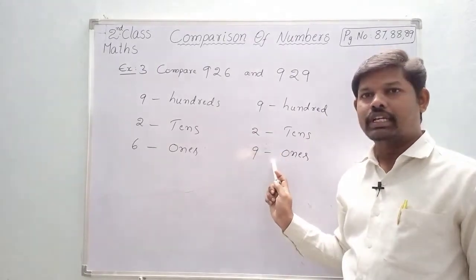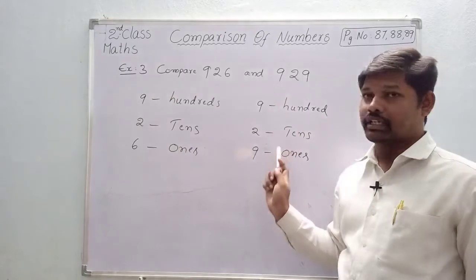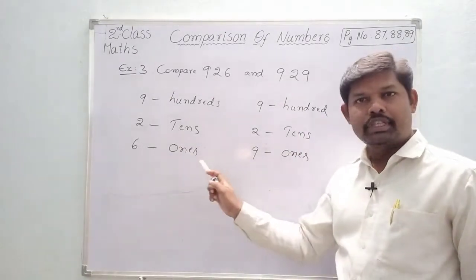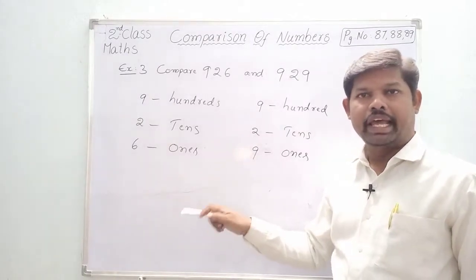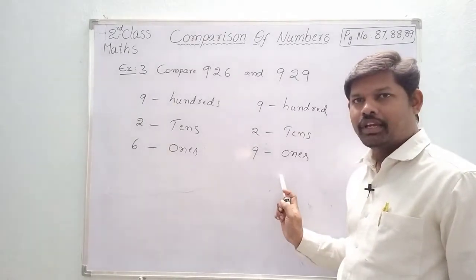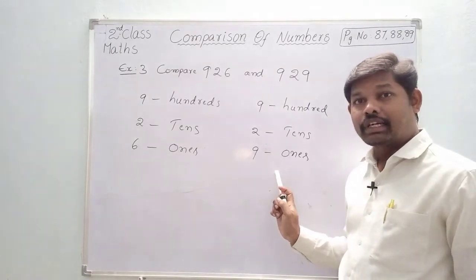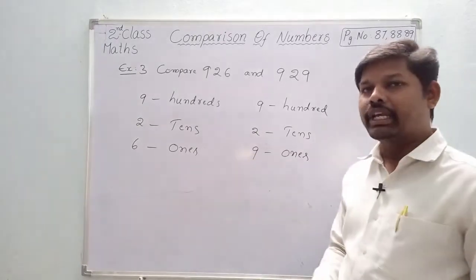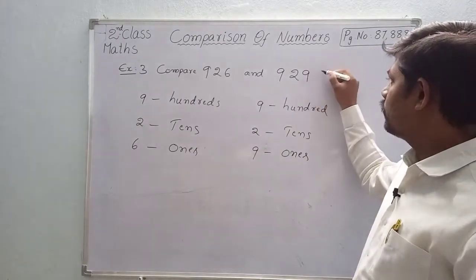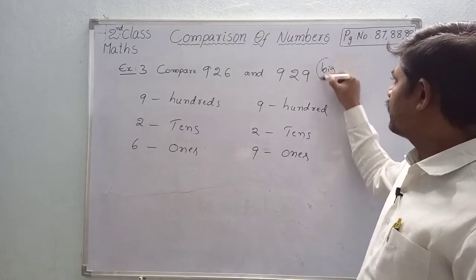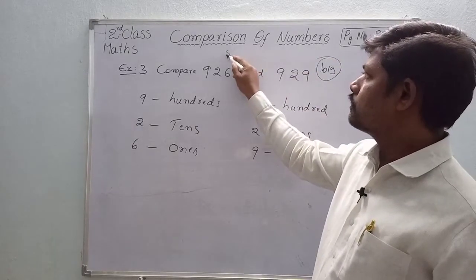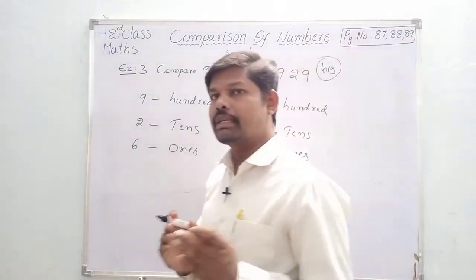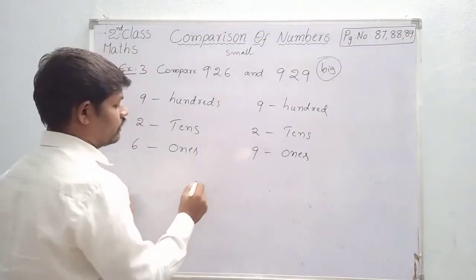Ones place, how many ones are there? 9 ones are there. So here 6 ones are there. Here 9 ones are there. So 6 ones is smaller than 9 ones. 9 ones is greater than 6 ones. Okay. So now which is big number? 929 is a big number. This is small number.